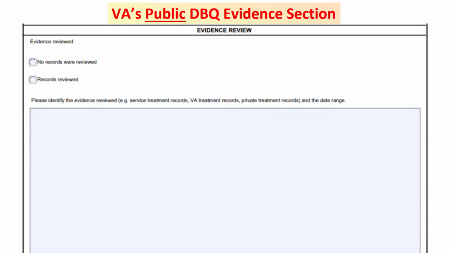It doesn't ask those same questions. It states no records were reviewed. If they check that box, they're going to say, hey, the DBQ is insufficient. Your doctor didn't review anything. Records reviewed. Now, why don't they have the same boxes that the private examiner can check like their examiner can check, okay? So it asks, please identify.